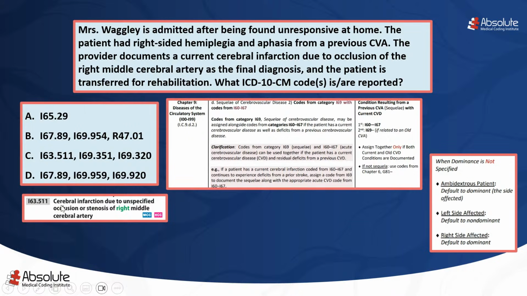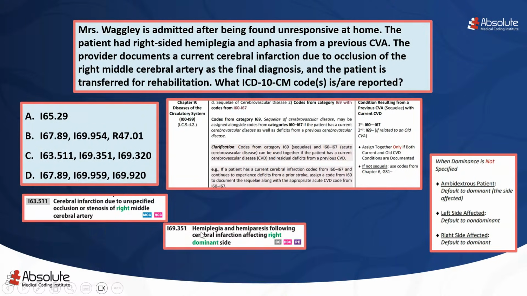Our first code is going to be I63.511, which is going to be cerebral infarction due to unspecified occlusion or stenosis of right middle cerebral artery, because it states again that it's right side. And then we're also going to be using code I69.351, our hemiplegia and hemiparesis following cerebral infarction affecting right dominant side.